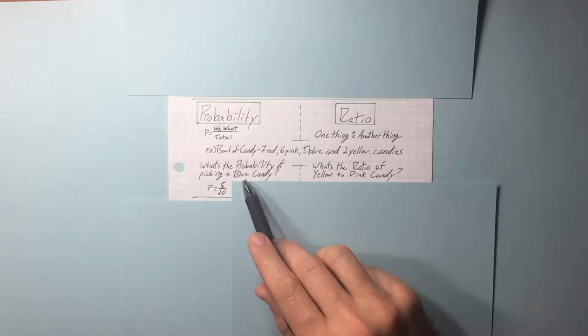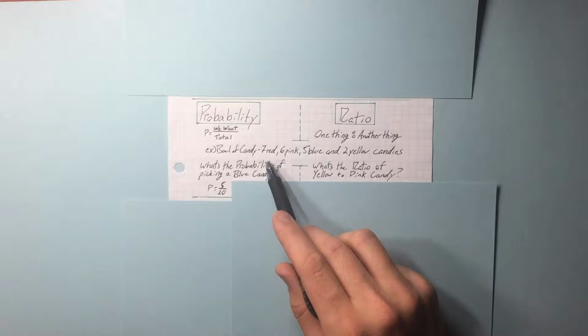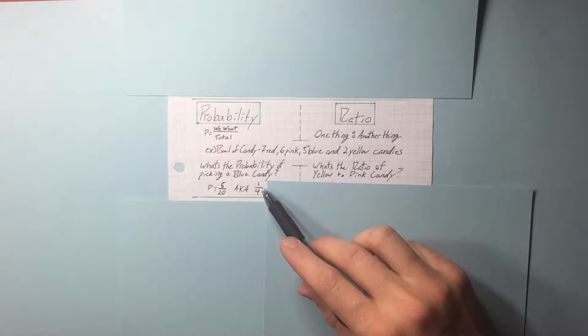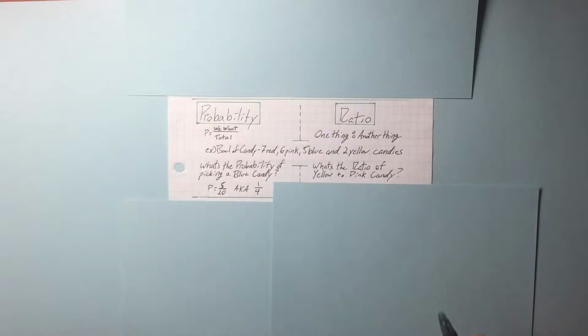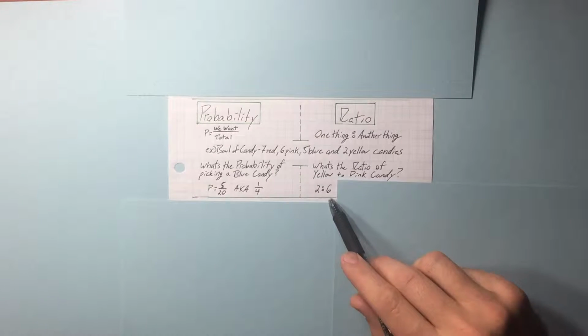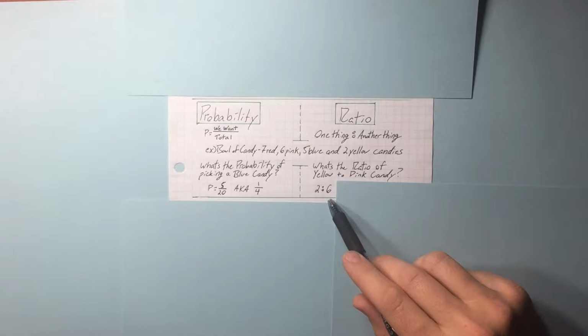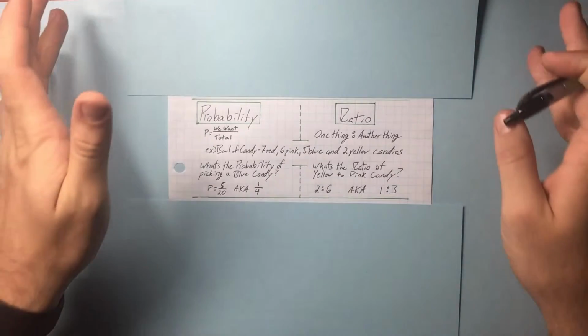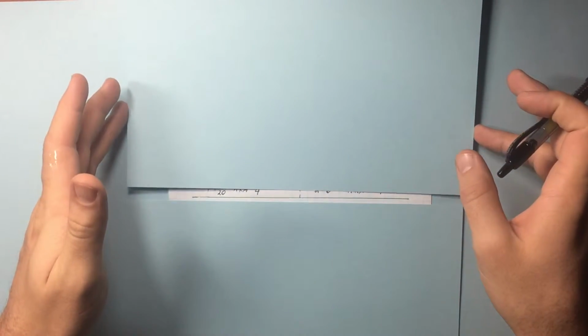5 blue candies, and that's what we want, over 20 candies total. Reduce the fraction, our probability is 1/4. What is the ratio of yellow to pink candy? 2 yellow candies, 6 pink candies. The ratio is 2:6. Reduce this ratio, 1:3. That's how probability and ratio work.